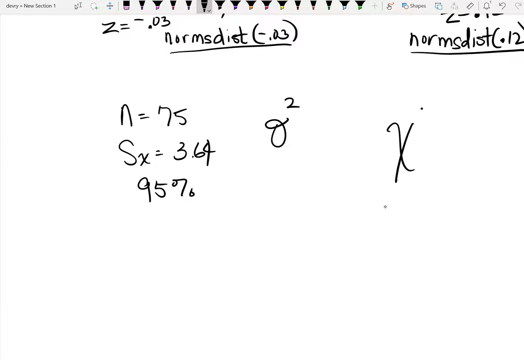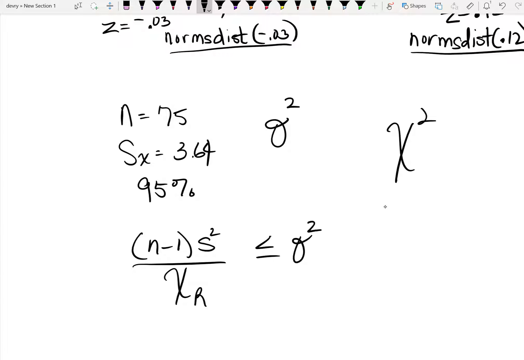And so our formula for this would be simply n minus 1 times the standard deviation squared over the chi-square right, that would be less than or equal to the variance, less than or equal to n minus 1 times the standard deviation of the sample squared again, over the chi-square left value.